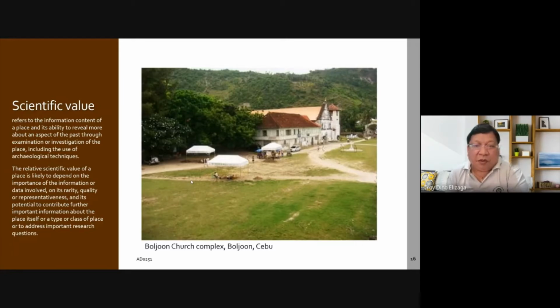The picture I'm showing here is the diggings made in the Bolon Church complex, because history narrates that there used to be a community outside along this place. So our historians would like to know more about that community, you know? Well, just to understand more, because right now there's no trace of it above ground.